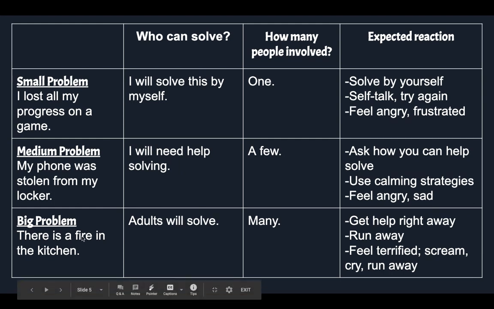Last, if there's a fire in the kitchen, only adults can solve that.